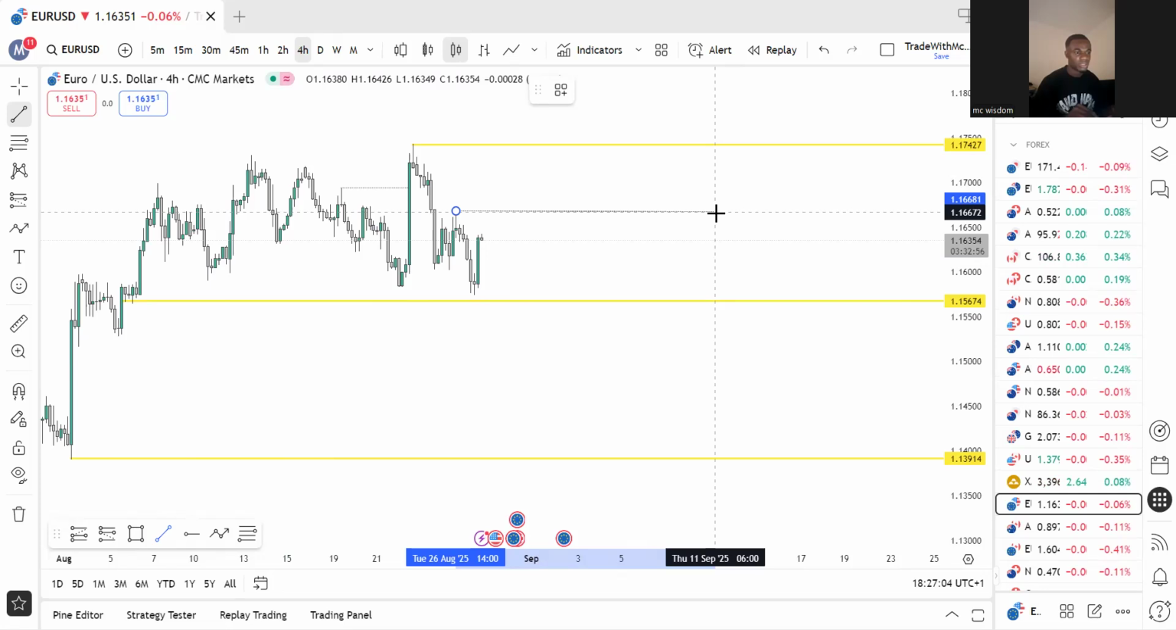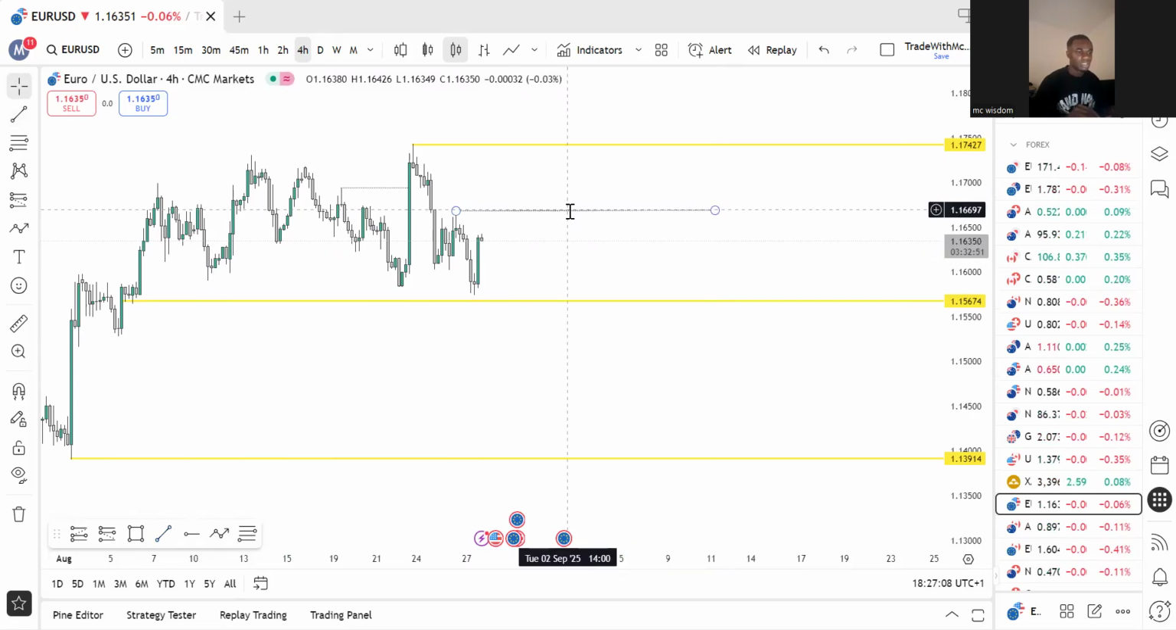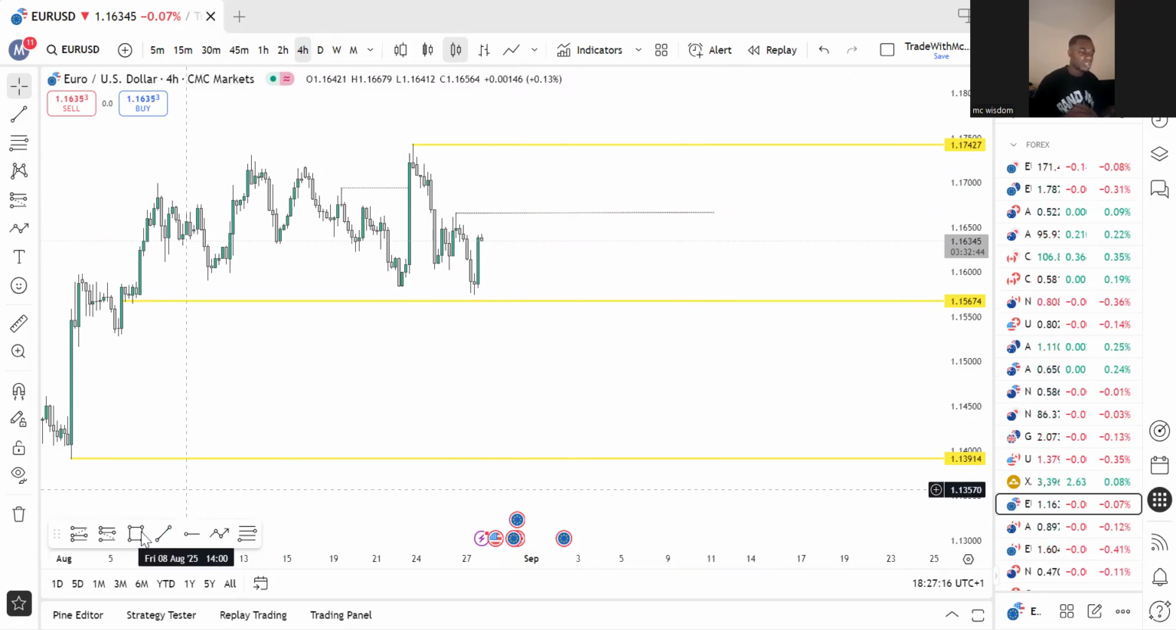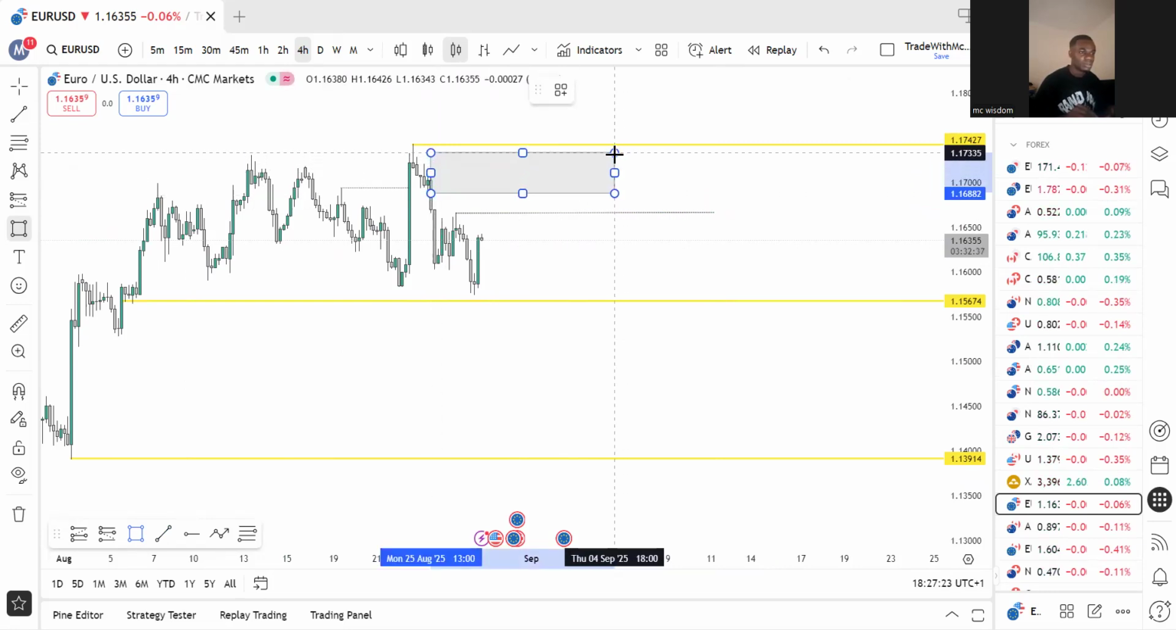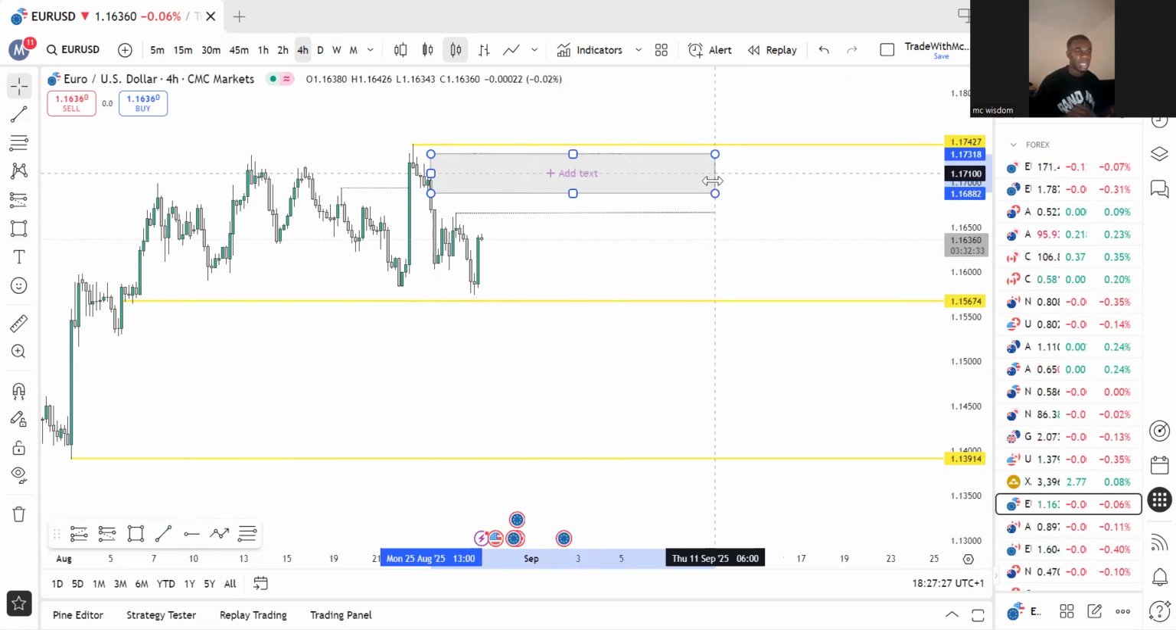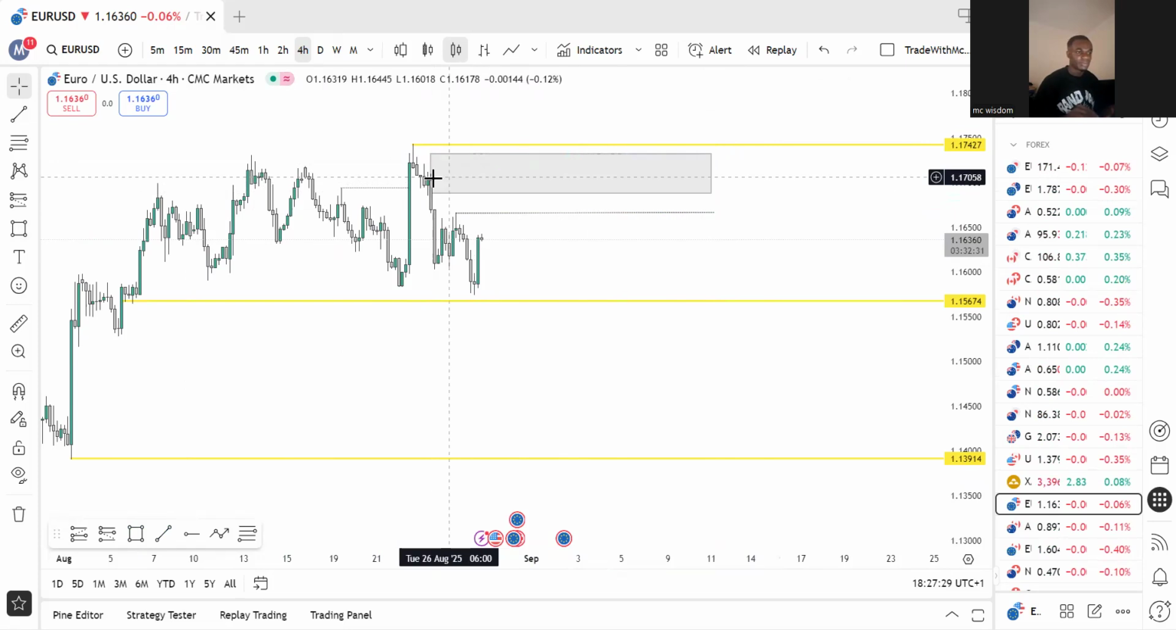This is our structural liquidity. So now we've gotten our structural liquidity. What next are we doing? We want to find our POI. So how do you mark out our POI? Let's use the last buy candle. This is the last buy candle here. We use it for POI.